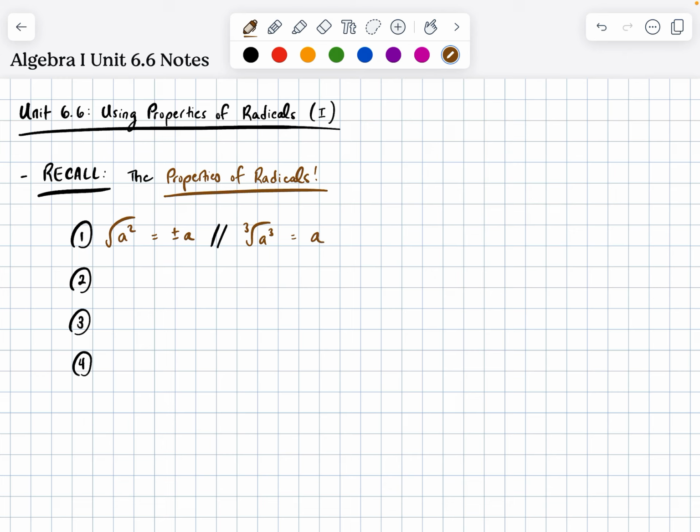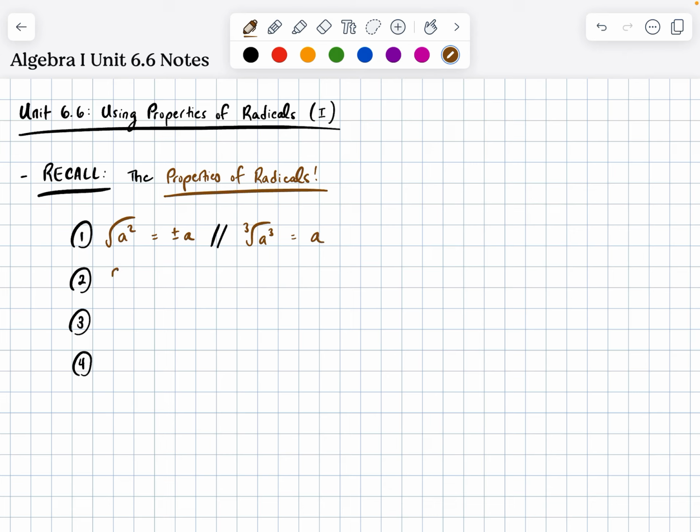Now, this works for any even power: any even index requires a plus or minus symbol, where we don't for something like a 5th root or a 7th root or a 9th root. But we, in this class, are just going to concern ourselves with square roots and cube roots. Number 2 and number 3, our product and quotient properties.